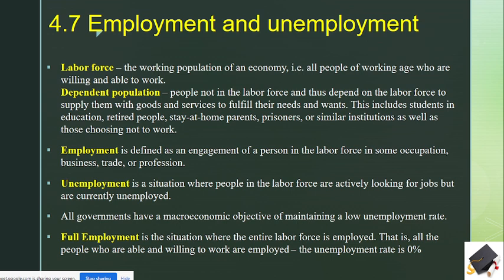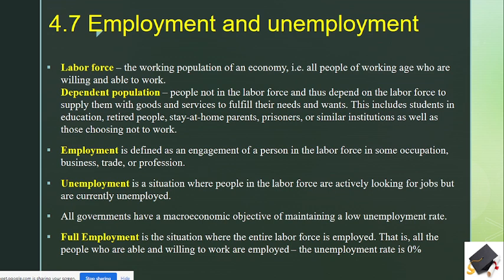The other term is dependent population. You can consider that you are a dependent population: you are depending on your parents, and they are working somewhere. Got my point? So people not in the labor force. You can't consider yourself in the labor force because you are not even able to do any kind of work. Examples of the dependent population are students, retired people, stay at home parents, prisoners, or similar institutions. You can't consider them in the employment force.